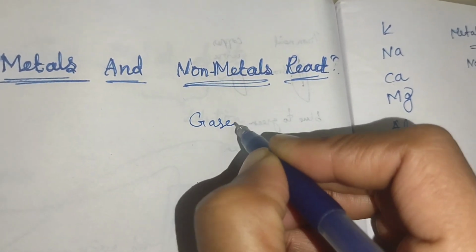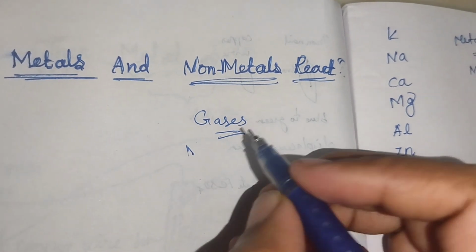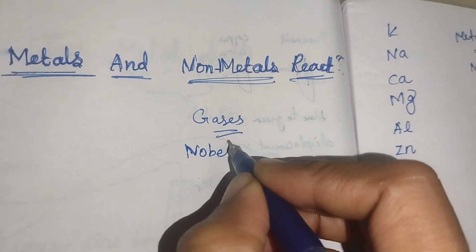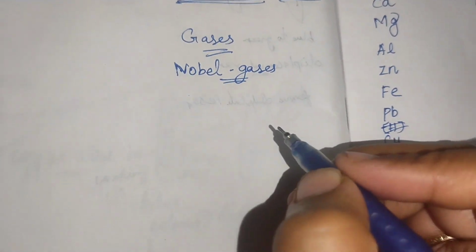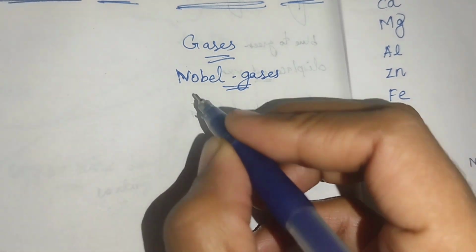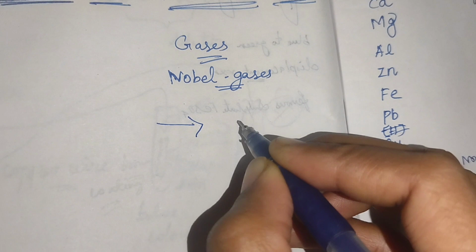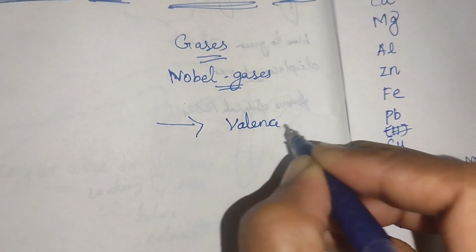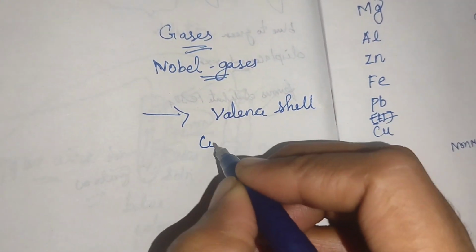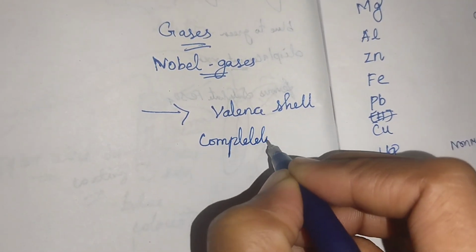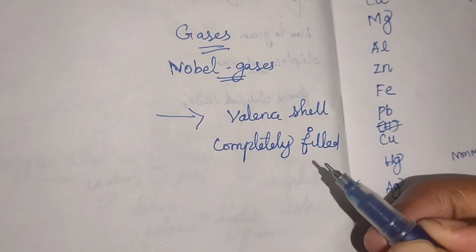Gases. Metal is going to react with gases such as chlorine, and it is also going to react with noble gases. Okay, now what do we mean by noble gases? Noble gases are those whose outermost shell is completely filled. Usually these noble gases have a valence shell. Valence shell means the last shell, the outermost shell. In this, the valence shell should be completely filled, and that is known as noble gases.